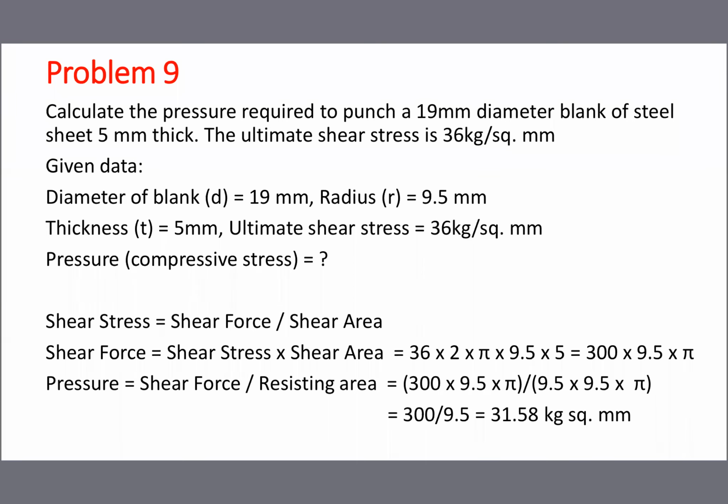Resisting area is the pressing area. It depends upon the diameter of the piston or diameter of the punch. Diameter of the punch is not given, but we know the diameter of the blank, the round. That is already given: diameter of the blank is 19 mm, so radius 9.5. So shear force, 360 into 9.5 pi, divided by our original pi r square formula. So you get 31.58. So that is the application of the stress strain chapter.